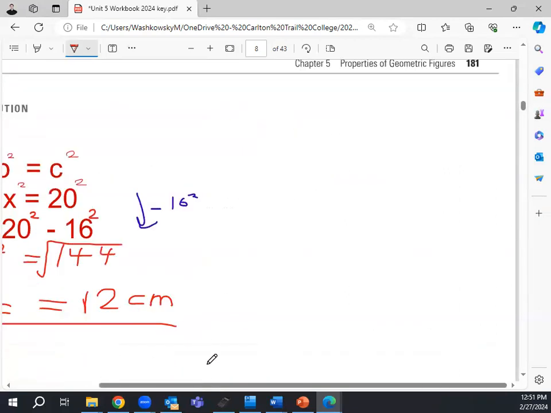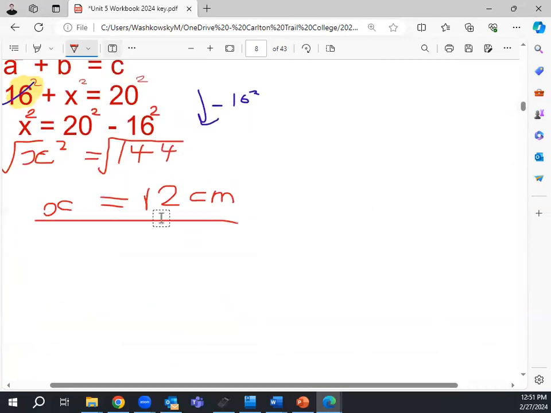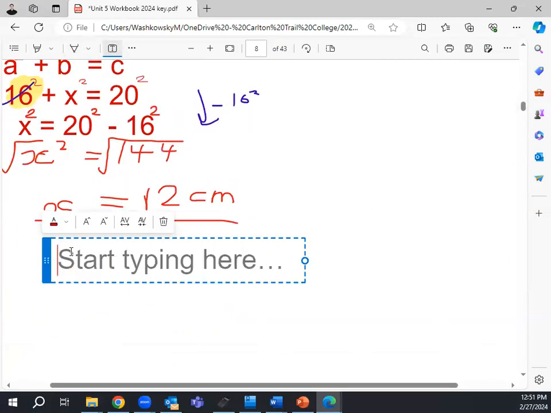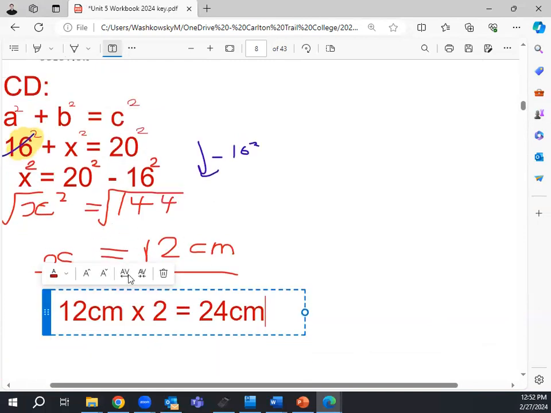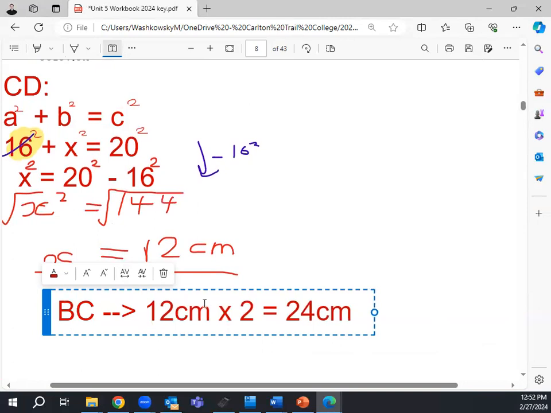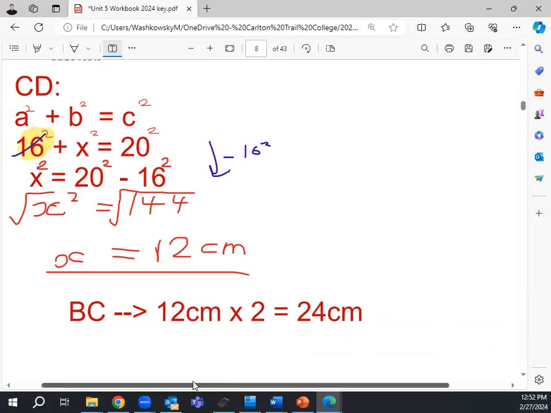So to actually find it, what do we do? It's just going to be 12 centimeters times 2. So the whole length of BC, in fact, I'm going to put that in here. BC is 12 centimeters times 2, which is 24 centimeters.